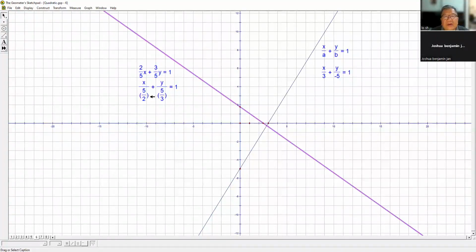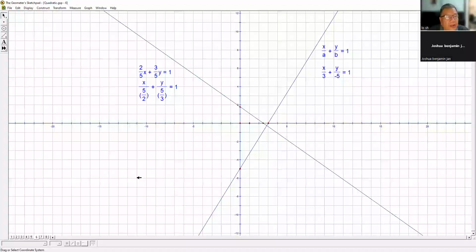This line here will be this equation. So how to draw the straight line given the intercept form? Or if it's not in intercept form, you have to change it to intercept form. Then you draw the straight line by plotting the x-intercept and y-intercept, then you join the two. That's all. That's how you draw the straight line.